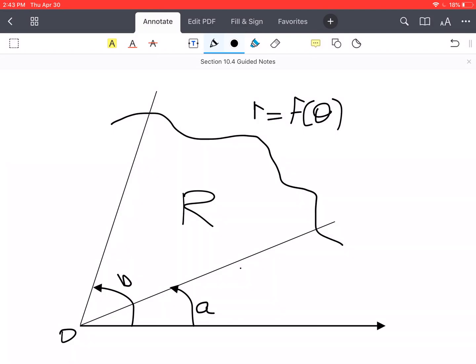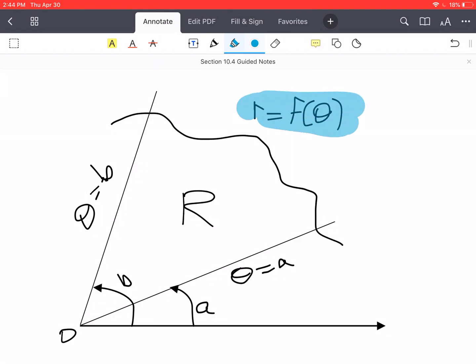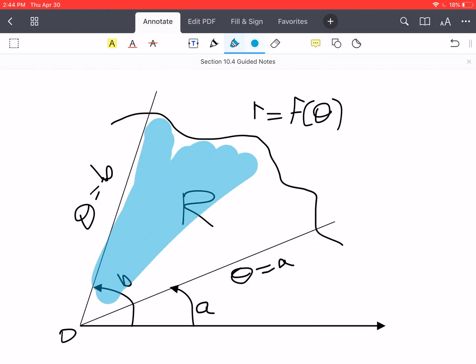This line here corresponds to theta equals A. This one over here corresponds to theta equals B. And our function, the inside, is going to be determined by this r value, so r equals f of theta. That's going to give us the value of this area: the area from theta equals A to theta equals B, less than this function.